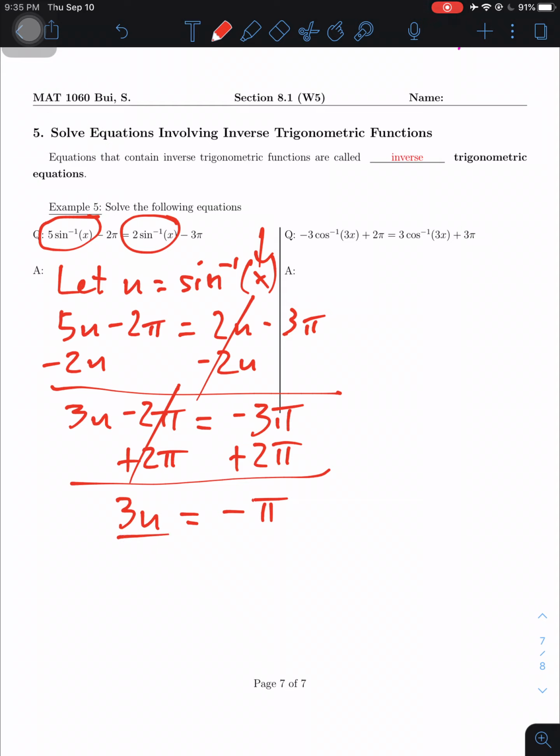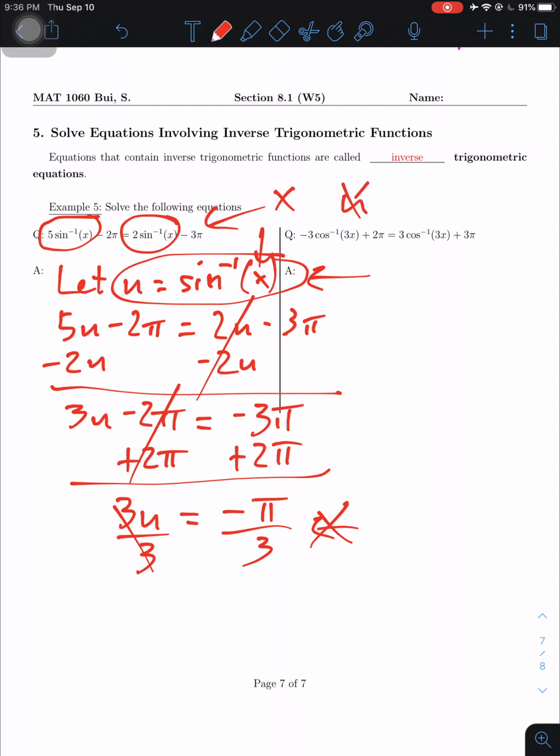Okay? And lastly, to get u by itself, we're going to divide it by 3. And please don't stop in here. You have to substitute this back in, okay? A lot of people in my last semester stopped there and called this the answer, but this is not the answer, unfortunately, because the problem is asking you for x, not for u. We have to get x, not u. Just because you get u doesn't mean that the problem stops there, okay?